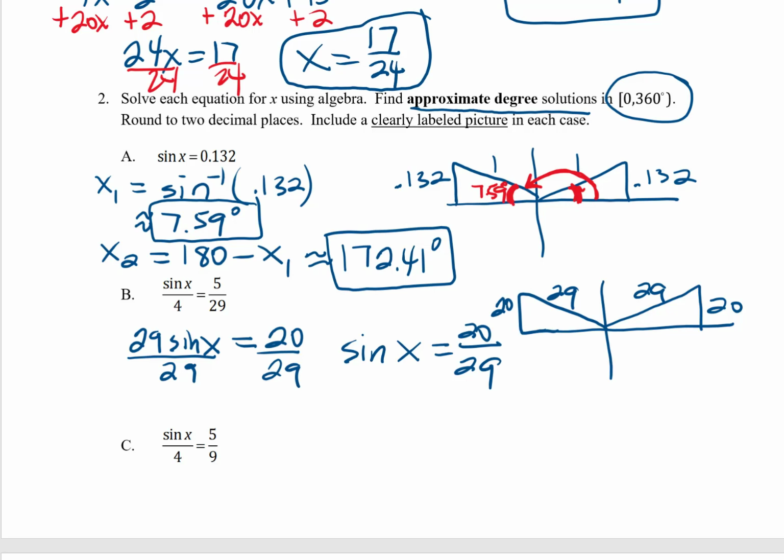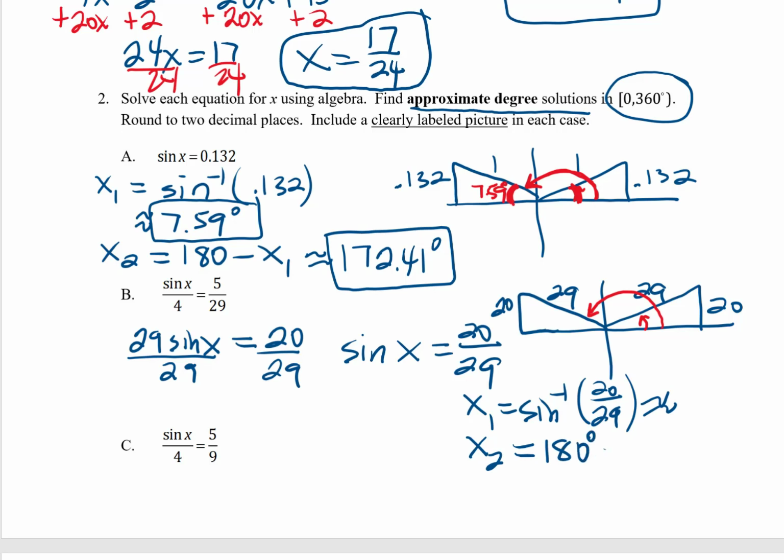My method is really going to be the same. Here's the first quadrant angle I want. Here's the second quadrant angle. I can tell from the symmetry of the picture that the first answer is just going to be found with inverse sine of 20/29. So that'll give me that first quadrant answer. And the second answer, just like before, is going to be 180 degrees minus that first answer. This little angle here is the same as this angle here.